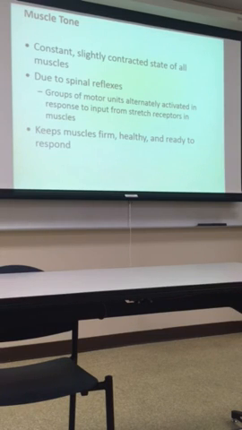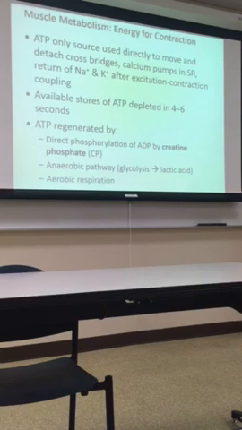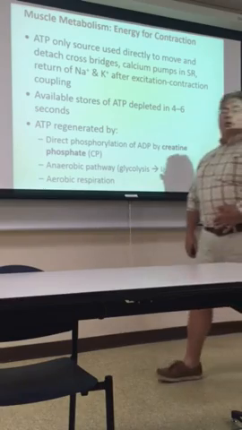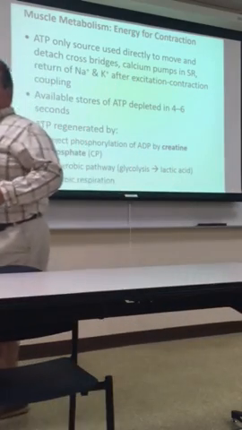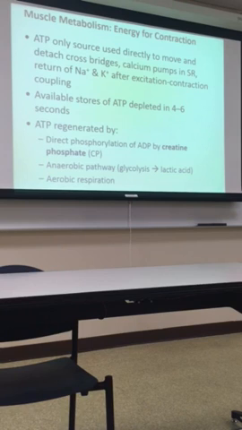Okay? All right. So the last part of this then is to understand a little bit more about energetics in whole muscle and the different types of skeletal muscle that we have, and that'll help you answer that question you got a little bit earlier. Okay, ATP, only source used directly to move and detach cross bridges. We've learned that. If you go on and study physiology a lot deeper, you'll find that there are other energy sources besides ATP available to the cell. But ATP is the dominant energy source, okay?